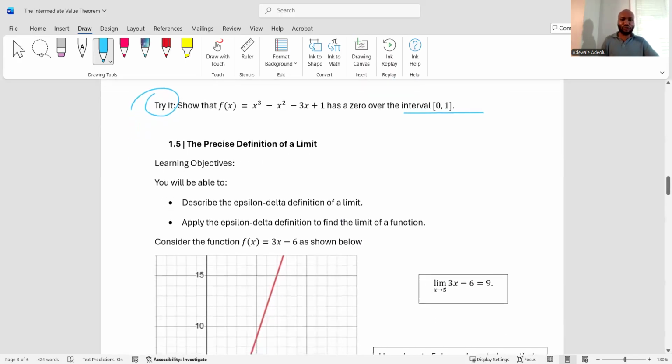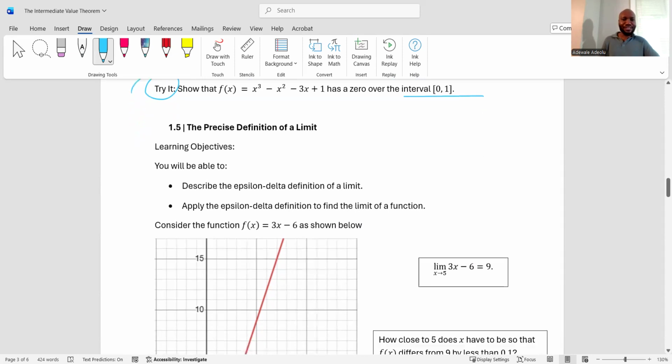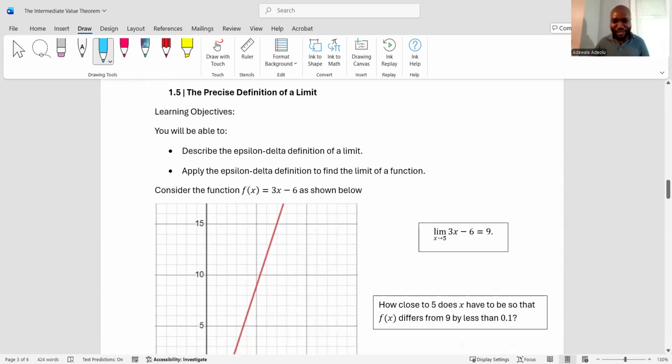Okay, the next thing we want to look at is the precise definition of a limit. Before now, we have been looking at the intuitive definition of a limit. We consider limit from the left, limit from the right, but then we have not been able to give a precise definition of what we mean by coming from the left, coming from the right. So now we are about to do that.